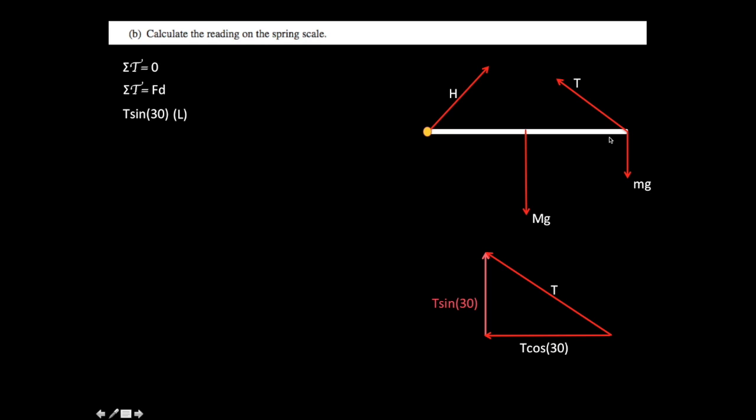So the torque exerted by the weight of the rod is big M times g times L over 2. And the torque exerted by the block is small m times g times L.